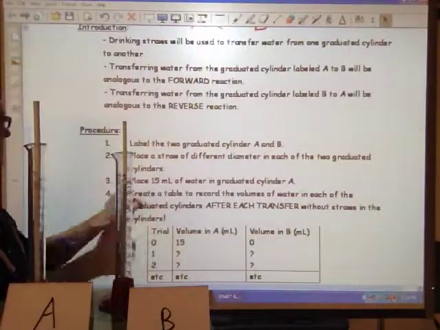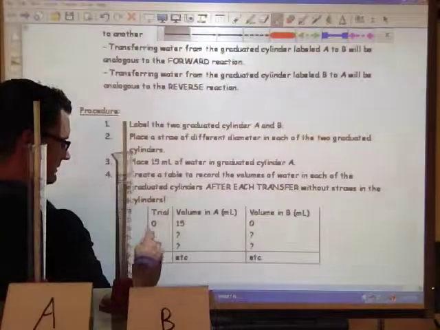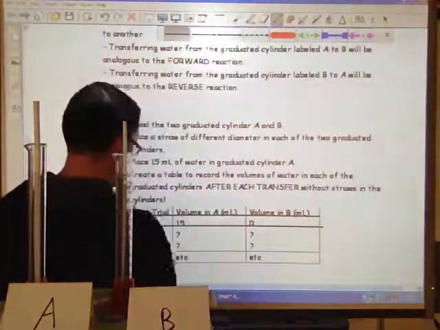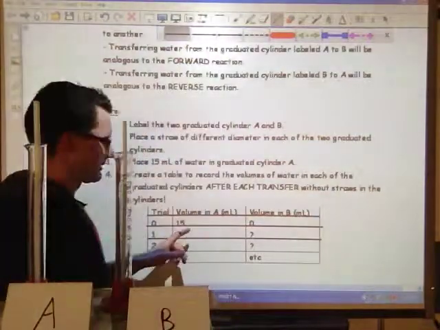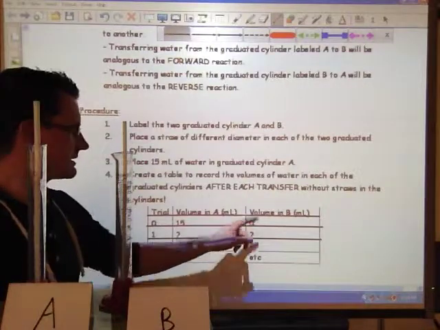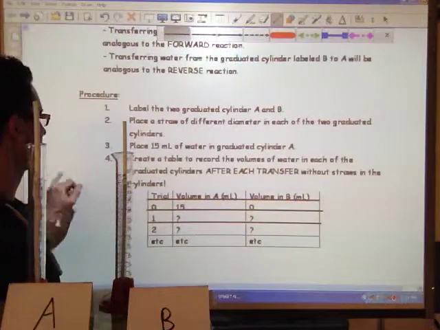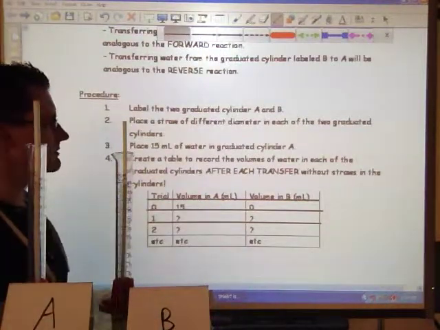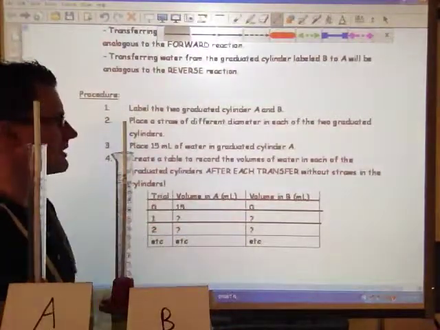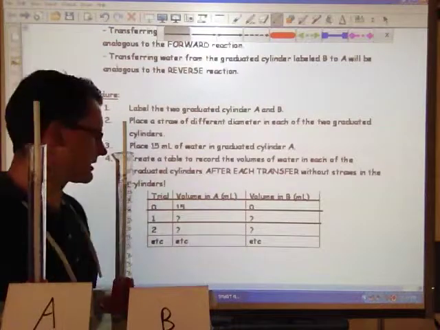And create a table to record what's going to be happening here. So my table got a little wacky here. Yours looks better. So of course we're starting off with 15 mL in graduated cylinder A, 0 mL in graduated cylinder B. And once again, you're going to be doing the measurements after you've transferred the water and before we put the straws back in. Okay, that's crucial. Don't do the measurements with the straws in the cylinders.